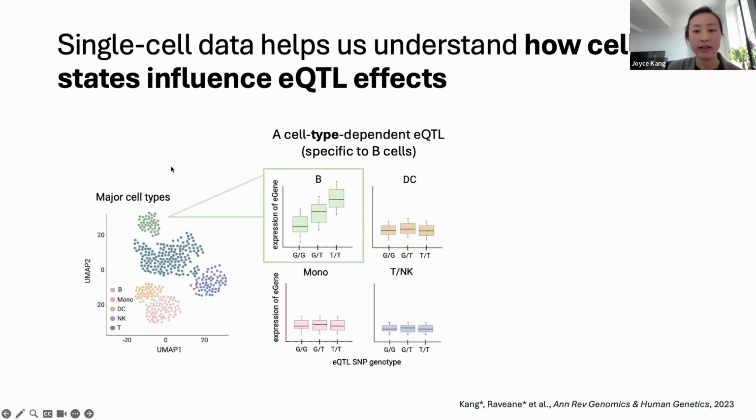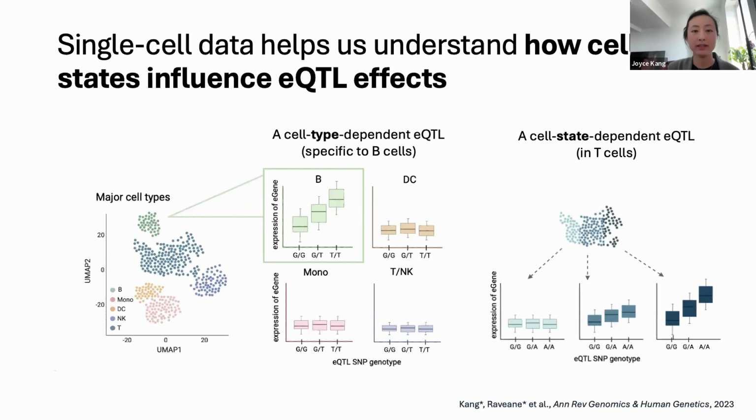As an example here, each dot is a cell, and if we take, for example, all the B cells, the green cells, there may be an eQTL that's present when we look at this cell type by itself, but is not present in the other cell types, so we would call that a cell type dependent eQTL. We could also find dynamic eQTLs, or cell state dependent eQTLs, that vary in their strength across cell states within a given cell type. In this example, all these teal cells are T cells, but there's an eQTL effect that gets stronger in the darker T cells compared to the lighter T cells.